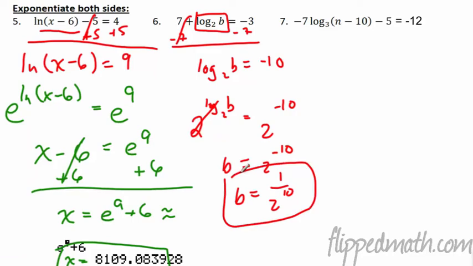I could figure out a decimal if I wanted to, but this way it's a little more accurate because I've got all the numbers right there. I can figure it out to as many places as I want to. Pause the video, try number 7. Go!